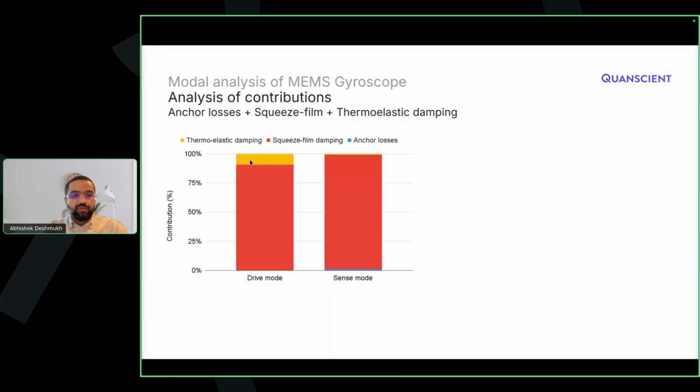The next one is the thermoelastic damping, and the anchor losses are negligible. They might not be visible here in drive mode, although they are slightly visible in sense mode.